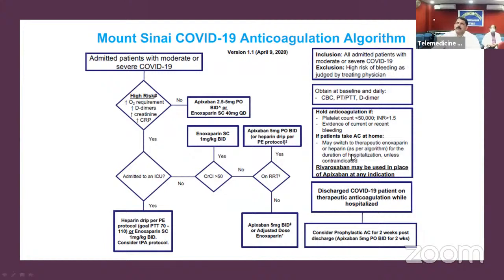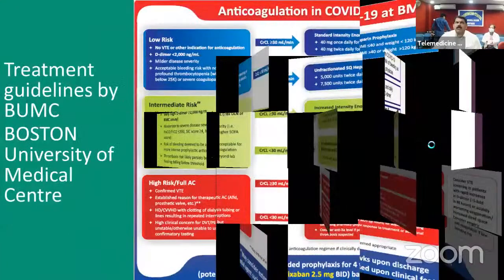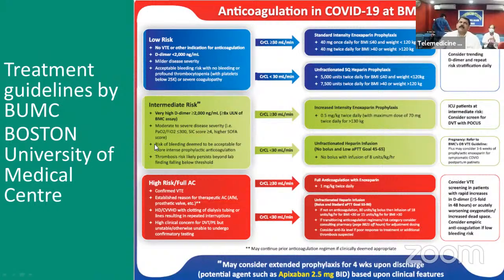discharge. Also for the prevention, we give this. Discharge COVID-19 patients on therapeutic anticoagulation when hospitalized. So there we consider the anticoagulant for 2 weeks. You can consider the oral drugs. So this is the final guideline that I'll explain for you. This is from the Boston Medical Center, and you can see the patients are classified into low risk, intermediate risk, and high risk.